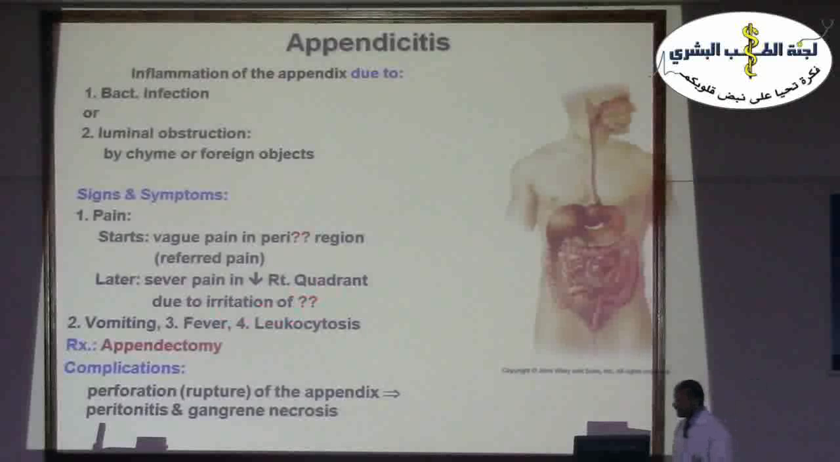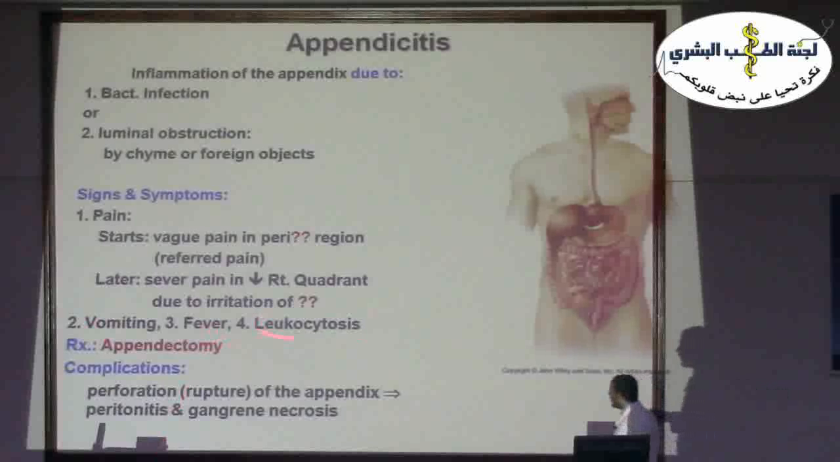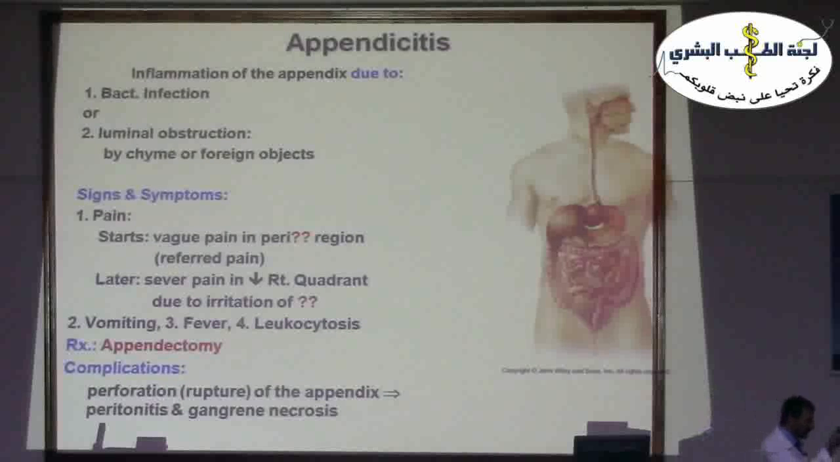the parietal peritoneum. Then he will start vomiting. So the pain and the vomiting are symptoms of the patient when he comes to the clinics directly, and fever also. You ask for a blood test. The blood test will show you an elevation in the number of white blood cells, leukocytosis. Leukocytosis always indicates the presence of infection or inflammation. So you have to have leukocytosis. You refer him directly to the surgery for appendectomy.